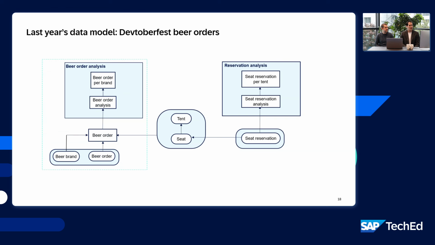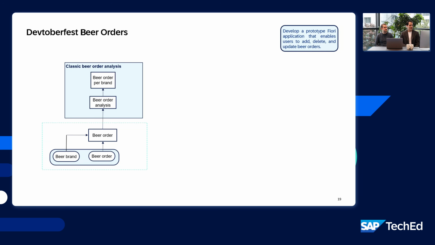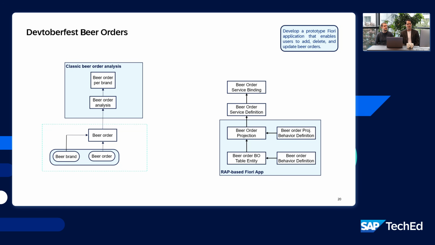Right. So before we actually write some code, we're concentrating on the left side of this diagram, so we're only doing things on the beer order part. In order to do that, we just take this classical beer order data model, and we're going to turn it into a RAP-based Fiori app. It will make our lives easier.